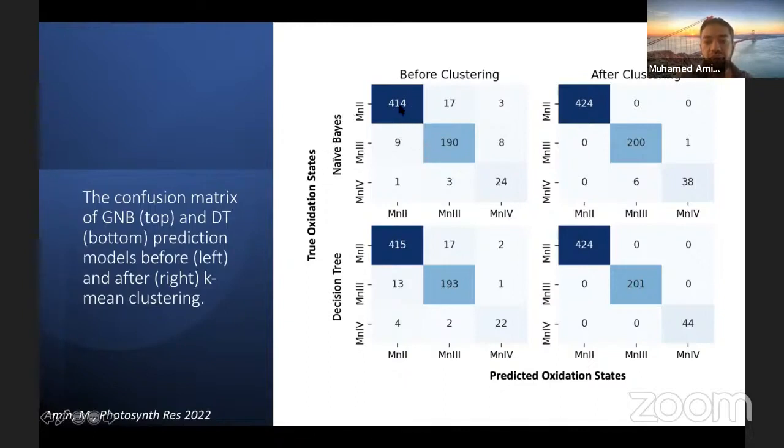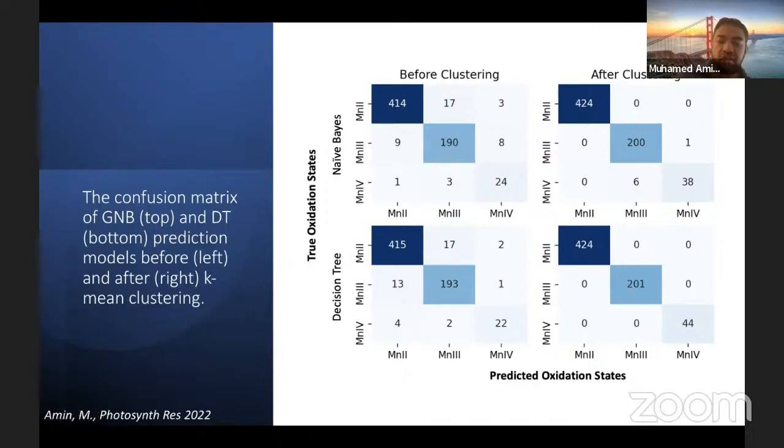So the diagonal elements are the elements where you predicted correctly. Any off-diagonal element is something that you didn't predict correctly. For example, let's say here, you predicted manganese 3, but it actually was manganese 4.